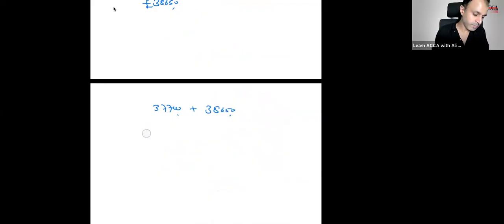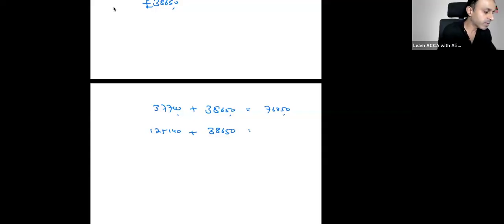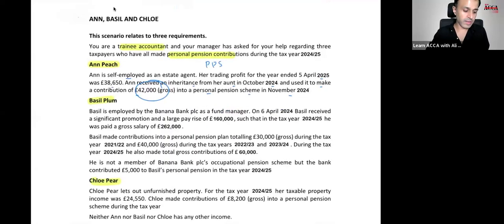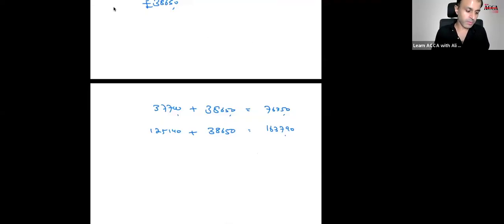The basic rate band is 37,700 plus 38,650, it's 76,350. And the higher rate threshold, 125,140 plus 38,650, the figure becomes 163,790. So once the band limits are extended, the liability computations are based upon this.